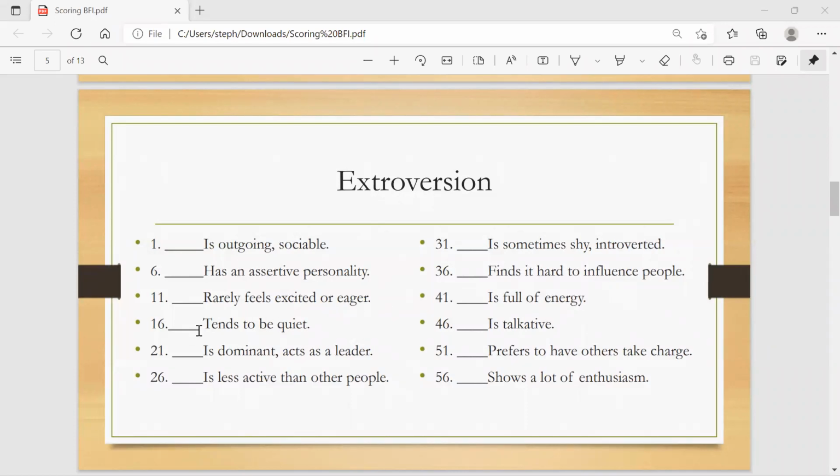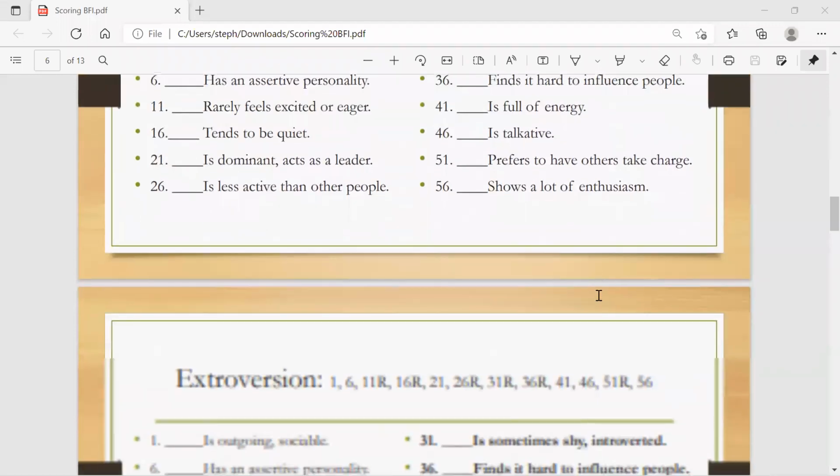Tends to be quiet. If you totally disagree with this, you're going to put a 1, because that means you disagree with this statement. We're looking at extroversion, right? And then 21 is dominant, acts as leader. Oh, I totally agree, so I'll put a 5 for this. Then you go on and answer all 60 items as honestly as possible, and hopefully your respondents are also answering as accurately as possible.